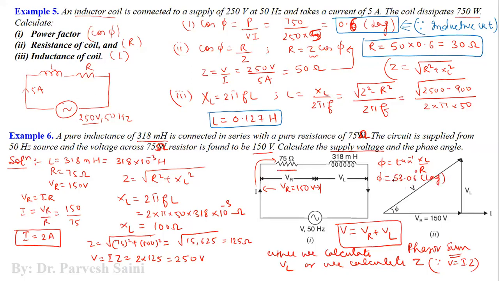Whenever your phase angle is positive, it is lagging generally, and if it is negative, it is a leading angle. So now we have calculated all the required parameters. We have calculated the voltage and we have calculated the phase angle here. So let us proceed further.